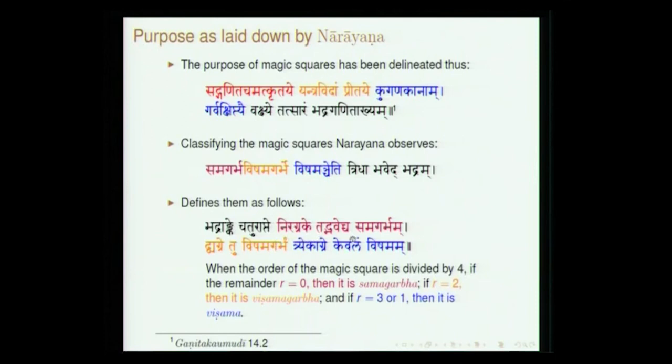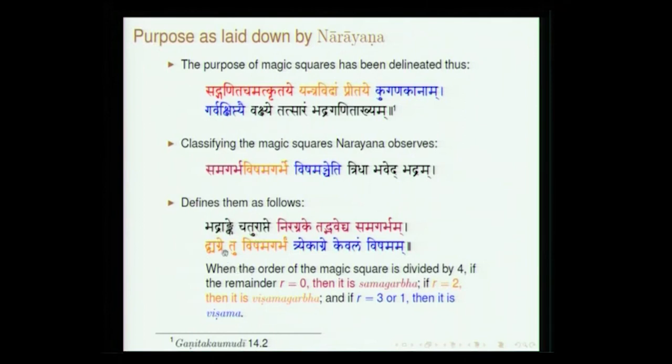So at the beginning of the chapter, he presents the whole summary and whatever is required in order to understand. So he says, "bhadranke chaturapte niragrake tadbhavetcha samagarbham." This is the definition of samagarbha. Chaturapta means when it is divided by 4. So when it is divisible by 4, you call it samagarbha.